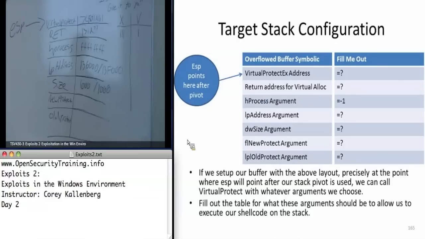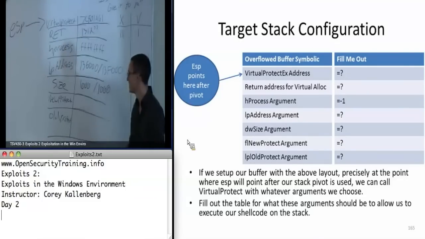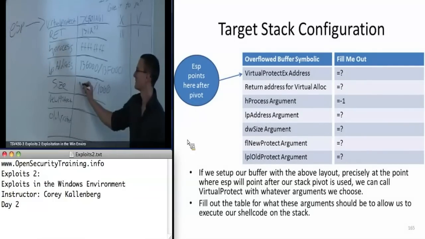Because right now you have written on the board size 1000. So what do you want the size to be? I guess 9000. 9000. Okay. Right. No, 8000. One is just to learn to do hex.